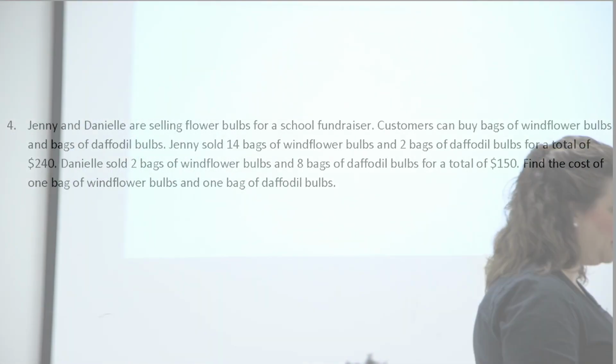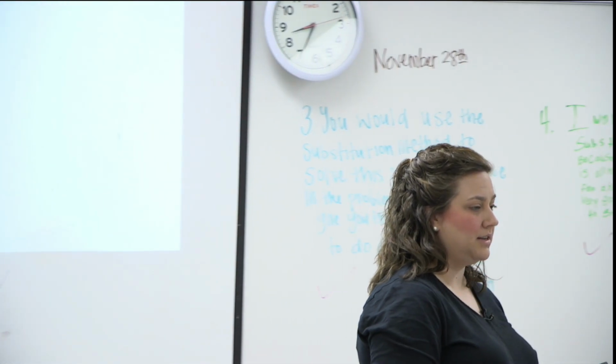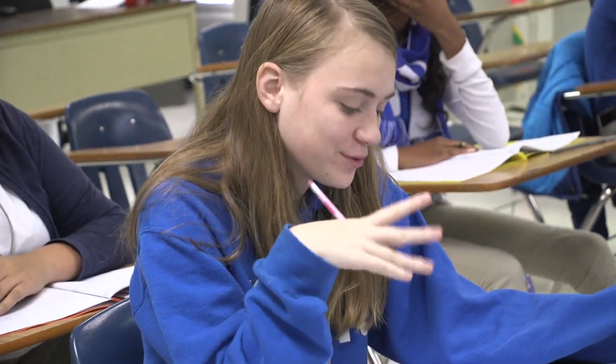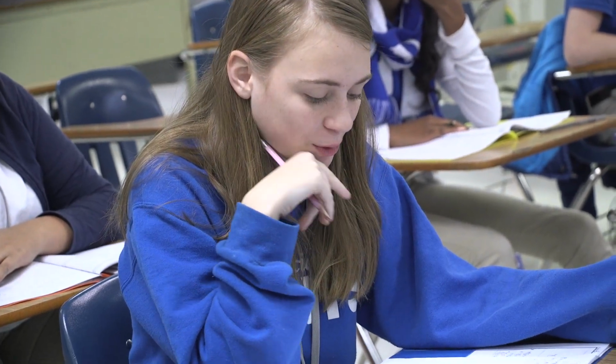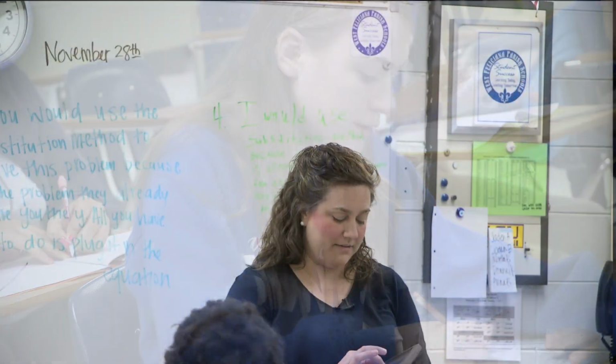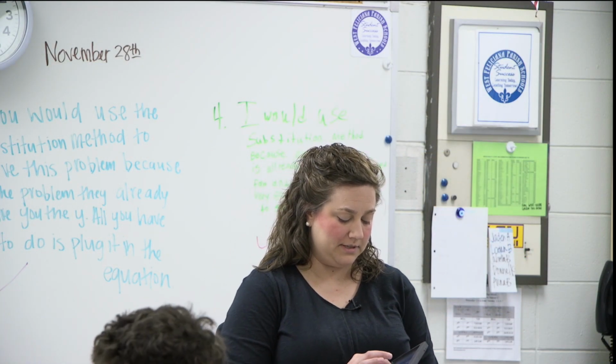So Emily, what is our problem about? Flowers. Very good. Can we get a little more specific? Selling different types. Okay, of what are the bulbs? 2 types? Windflower bulbs and daffodil. So we got some windflower bulbs and we got some daffodil bulbs.